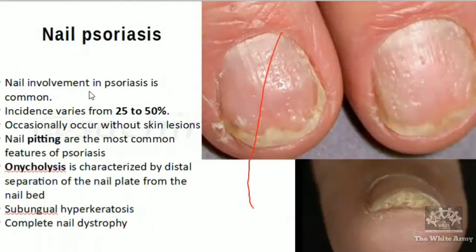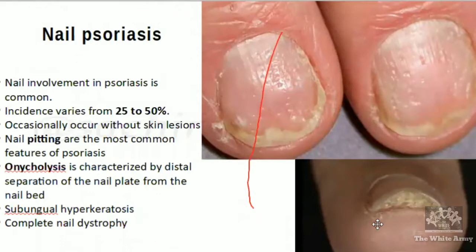Other than the pitting, there are other features also, like onycholysis, onycho meaning nail, lysis meaning separation. So nothing but separation of the nail plate from the nail bed. As you can see here, this yellow color is nothing but separation of the nail. I'll show a better picture. And there is also subungual hyperkeratosis. Sub, below the nail; hyper, more; keratosis, that is increased keratinization or increased proliferation under the nail.